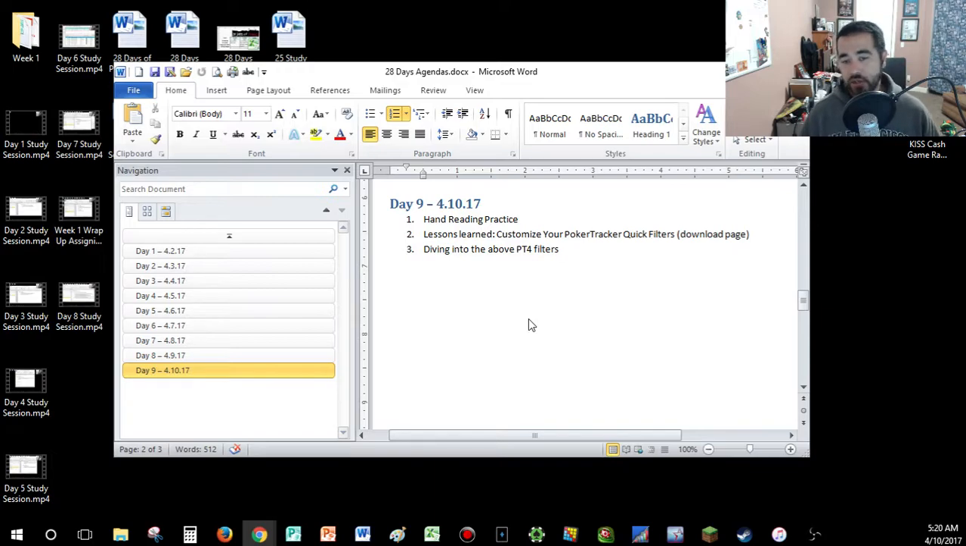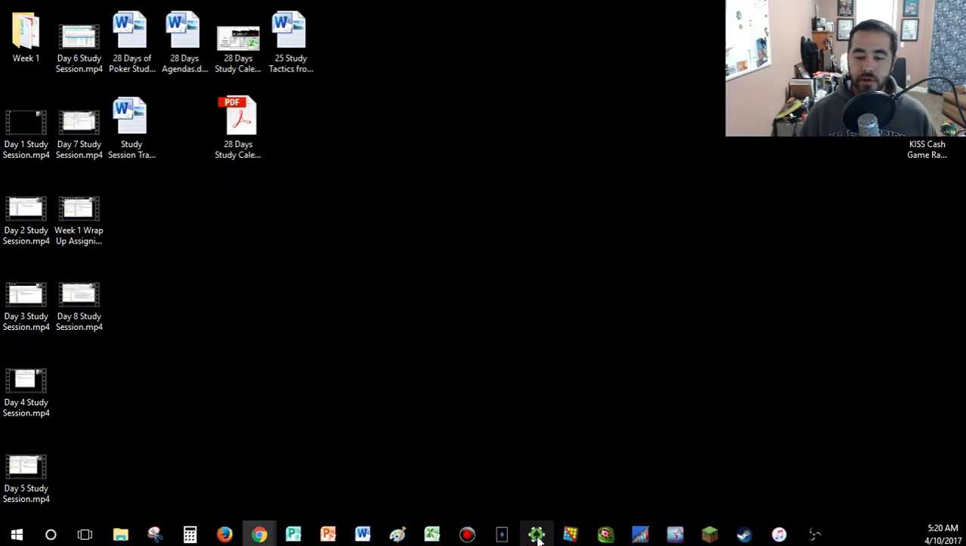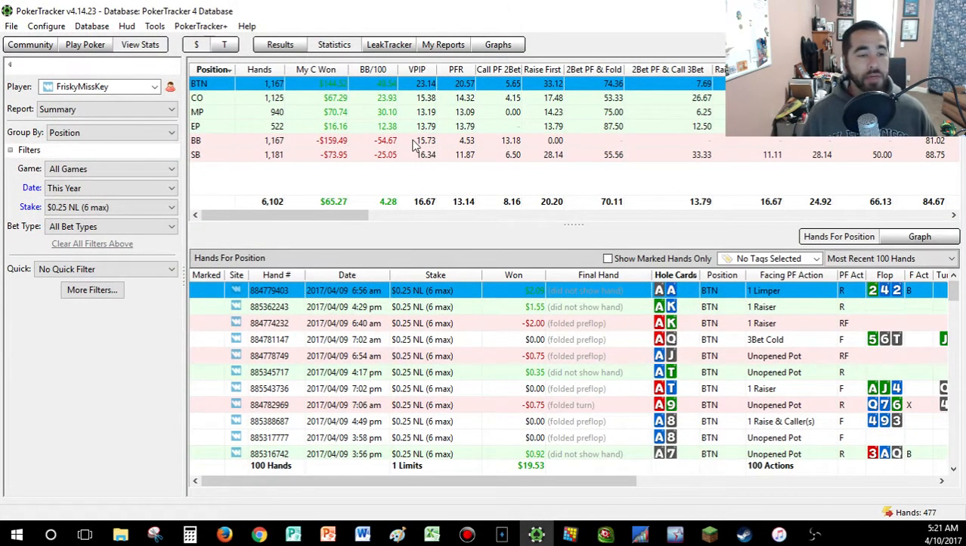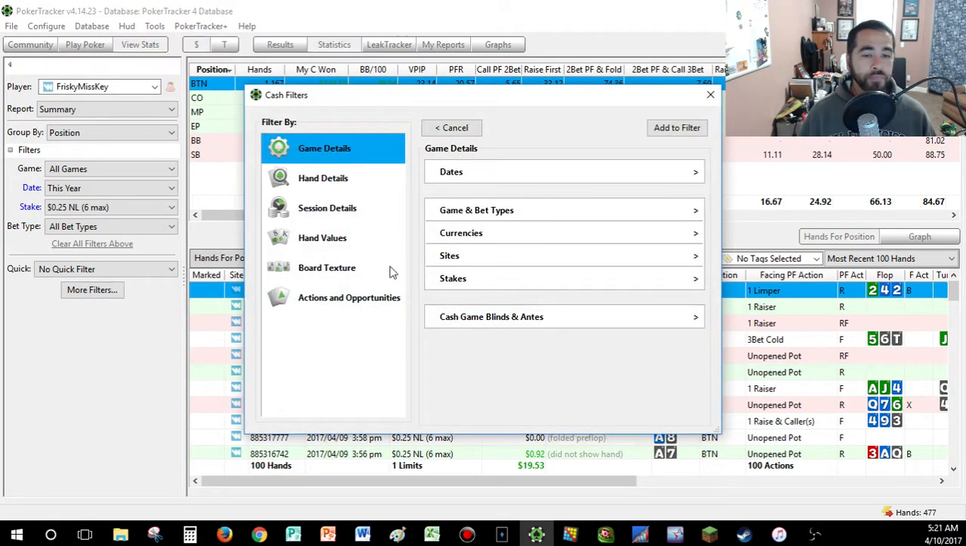So first up for today's agenda, you can see we have our usual hand reading practice. Next up, lessons learned from this page right here. It's the download page of Poker Tracker 4, and it's all about customizing your Poker Tracker quick filters. We'll go over that in just a little bit. And then, of course, we'll be diving into the above filters just mentioned from that page. So let's start off first with a little hand reading practice.